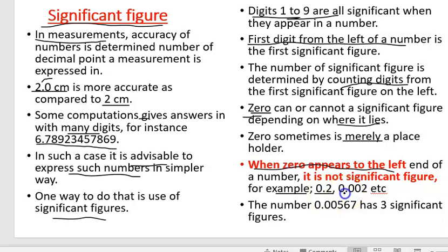Similarly, 0.002 actually has one significant figure, because the 3 zeros are not significant, and so forth. A number like 0.00567 has 3 significant figures. That is, 5 is the first significant figure, 6 is the second significant figure, and 7 is the third significant figure. So notice that if 0 appears to the left, those zeros are not significant figures.